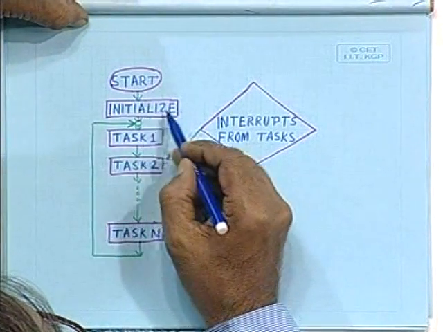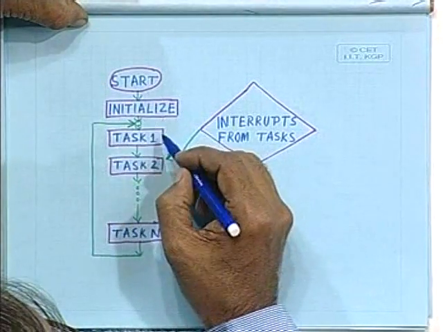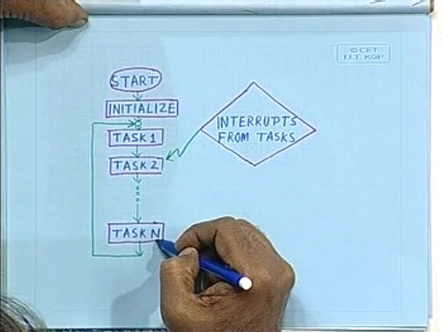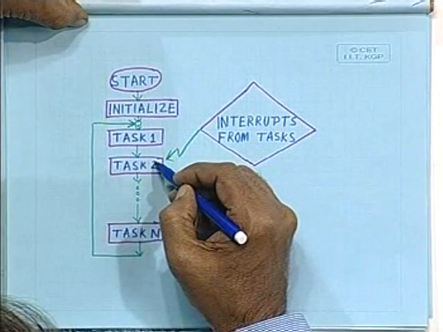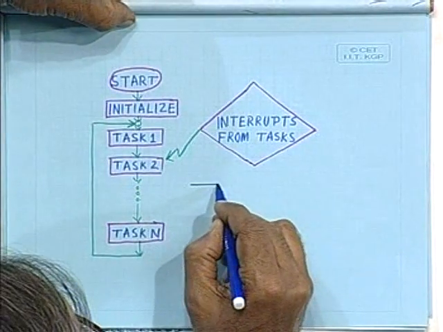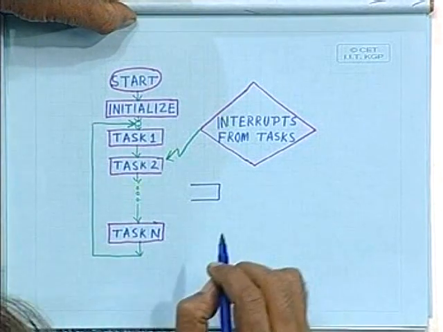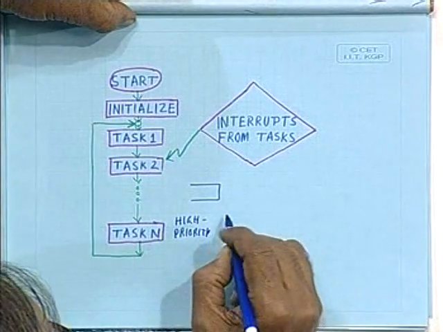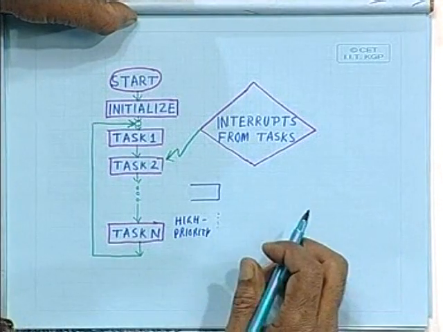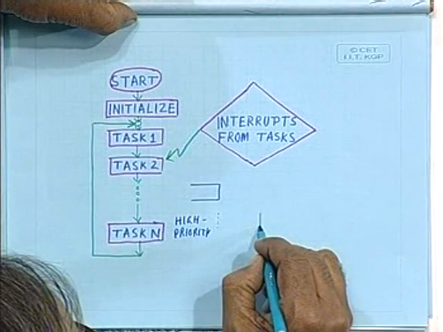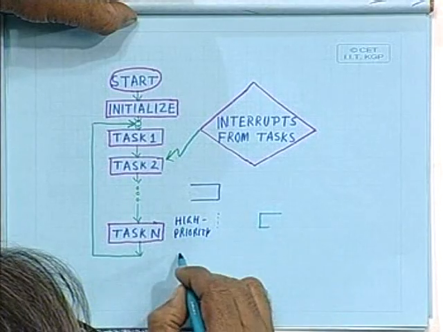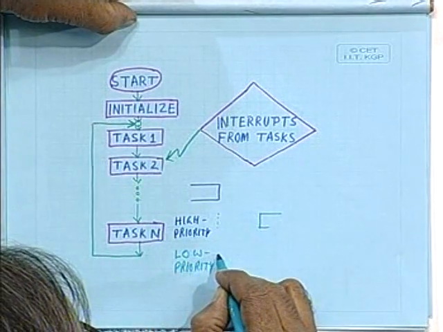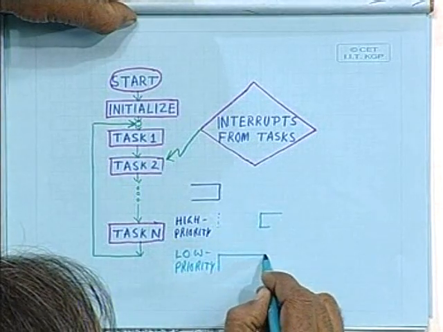So here, as you can see, after initialization of the processor, the real time operating system will schedule task T1, then it will schedule task 2. In this way, it will keep on scheduling up to task n unless it is interrupted by a high priority task. So how it happens, let me explain here. Suppose this is the mainline program that is being executed, and sometime here a high priority task is arriving, and somewhere here a low priority task has arrived.